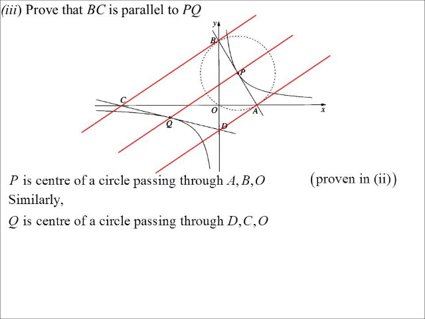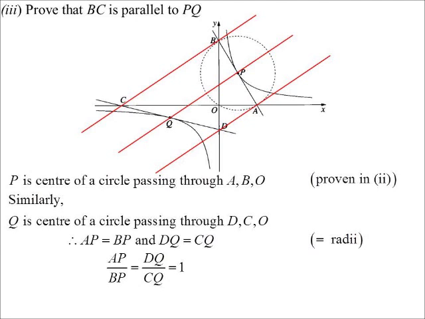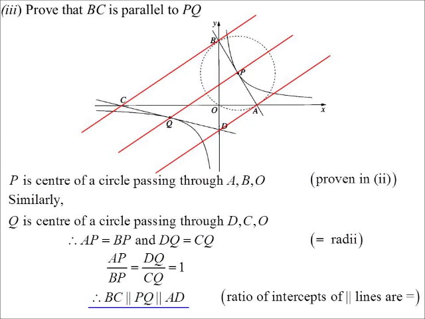What does this mean? Well, it means AP equals BP. They're both radii of that particular circle. But it also means DQ is equal to CQ. They're the radii of that second circle. So the ratio of AP to BP is the same as the ratio of DQ to CQ. They both equal 1. Well, if those ratios are equal, those three lines must be parallel. Ratio of intercepts of parallel lines. So BC is parallel to PQ, is parallel to AD, but I only needed BC is parallel to PQ, but there you go. It must also be parallel to AD. That, I think, is a very quick way of doing that one.